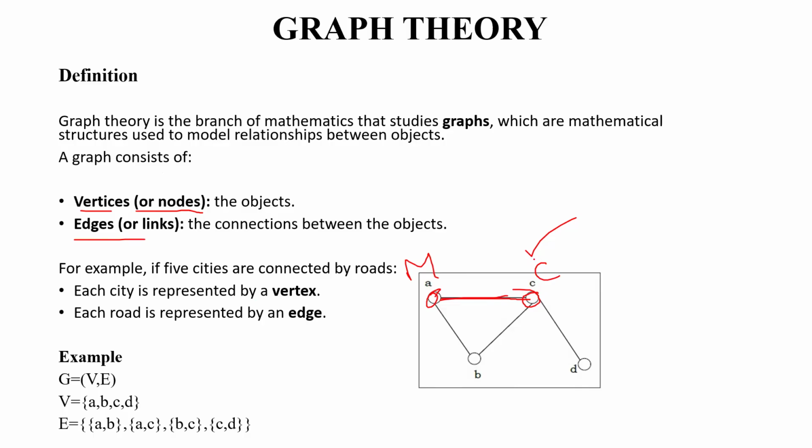So in this diagram, we can see G is a graph. It's a collection of vertices and edges. This is the meaning. The vertices are A, B, C, and D. This is called vertices. Edges means AB, AC, BC, and next one CD. So these are called edges.